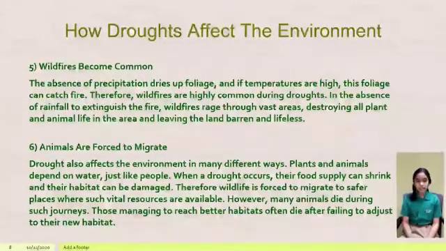Animals are forced to migrate. Plants and animals depend on water just like people. When a drought occurs, the food supply can shrink and the habitat can be damaged. Thus, wildlife is forced to migrate to safer places where such vital resources are available. However, many animals die during such journeys. Those managing to reach better habitats often die after failing to adjust to their new habitat.